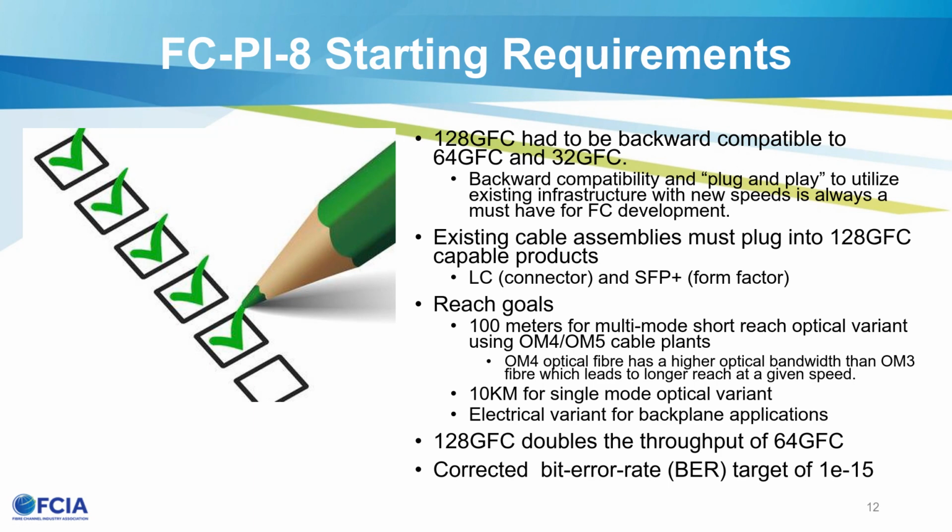The goal was that 128 GFC doubles the throughput of 64 GFC. And we're always given a corrected bit error rate target. And you'll see later we use FEC and other things to get there. Our target is 1e to the minus 15. But really the goal, as everybody knows, is pretty much to have no errors in operation. That's always kind of the target we have.